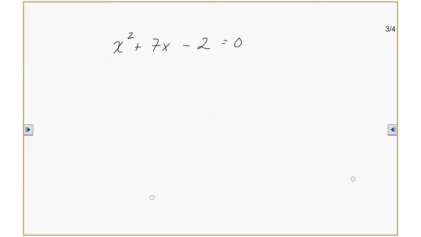You can't use reverse FOIL. You can't use a shortcut. Come on. Huh? No. It's still algebra. We ain't in calculus yet. Complete the square, exactly. So complete the square.